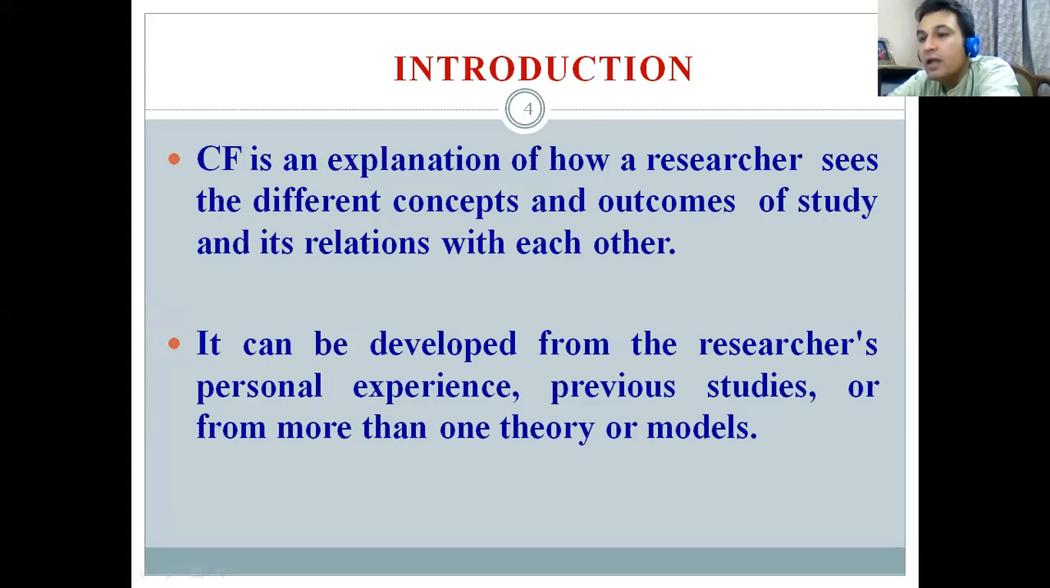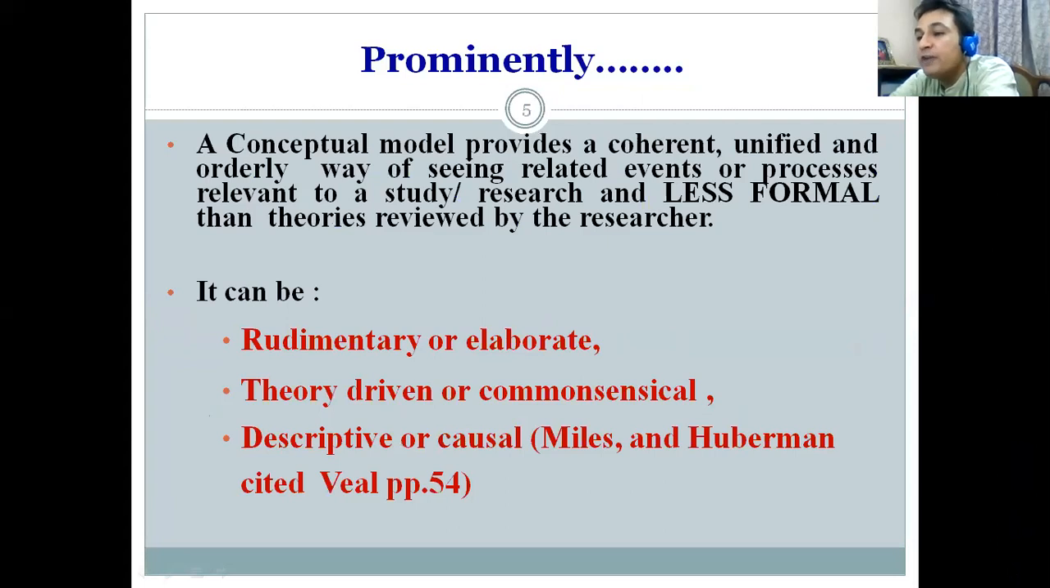A conceptual model is going to provide a coherent picture, and that is very, very important. Coherent means a unified picture in an orderly way. You just cannot have a step which should be at the third level placed at the first level, because this is a systematic process, and in a system the hierarchy is very, very important. So it is an orderly way of seeing the related events as a process relevant to the study. It is less formal than the theories which can be reviewed. So these are three things which you should keep in mind.